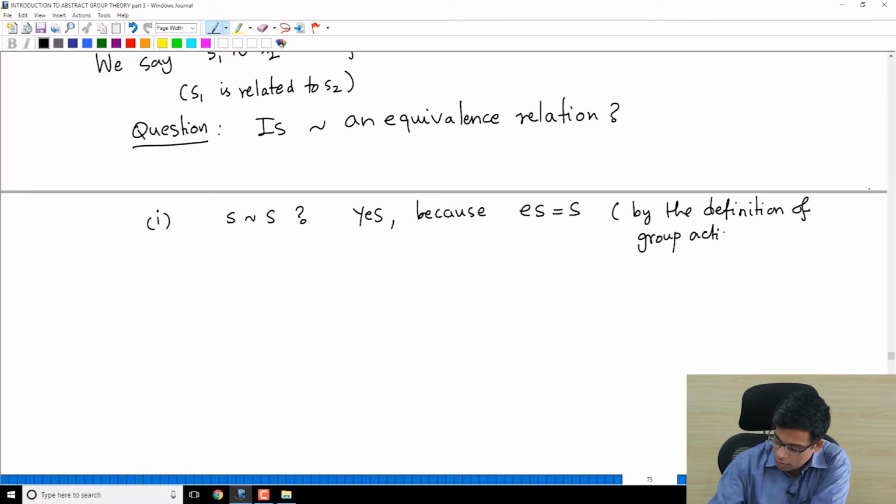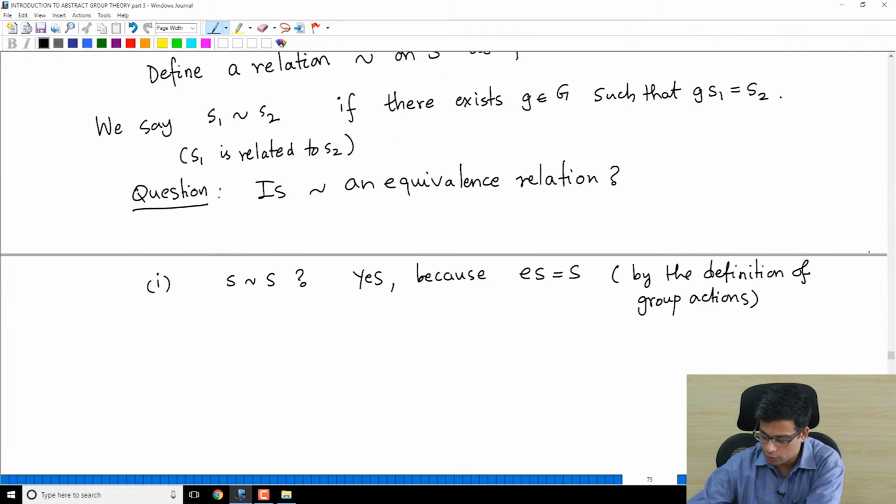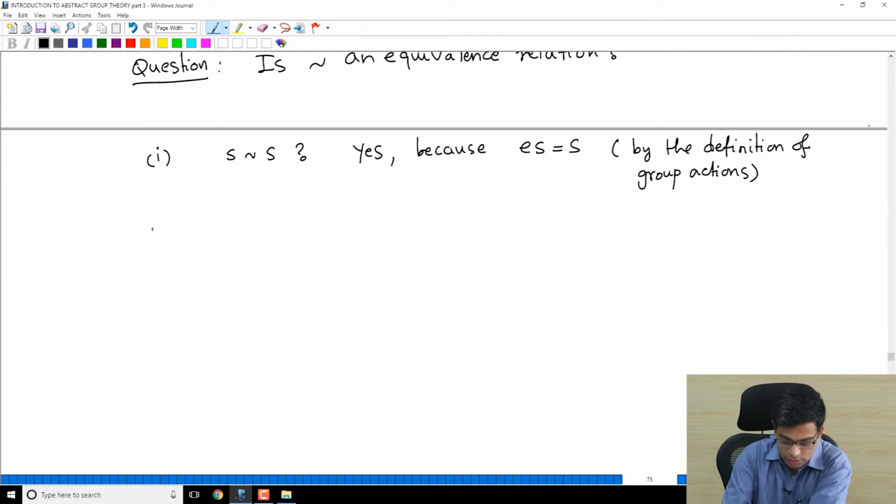So you see that in order to make this an equivalence relation, we must have this, and this is guaranteed by the definition of group action itself. So the identity element sends s to s. So s is related to s. In order for s1 to be related to s2, we want a group element such that gs1 is equal to s2. We take the identity element of the group, which always exists in a group, and es is equal to s, so s is related to s.